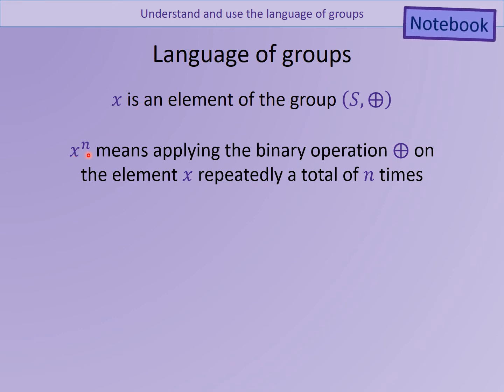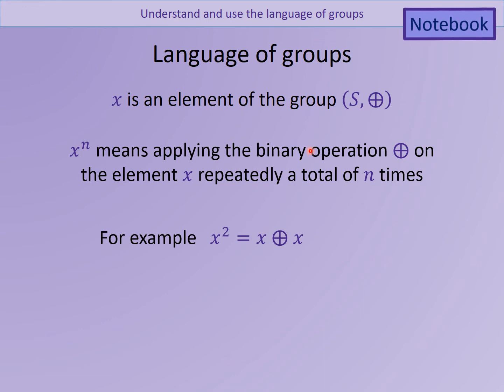I could do it again, make it 3 times. 5 plus 5 is 10, plus another 5 is 15. That would be x cubed. X to the power 4 would be adding another one, and so on. And this is what this says: x to the power n means applying that binary operation on the element a repeated number of times. That fits our understanding of powers, because when we think about powers, we think about multiplying by itself a certain number of times. Now we're applying it to binary operations, so it's not just multiplying; the binary operation could happen any number of times.